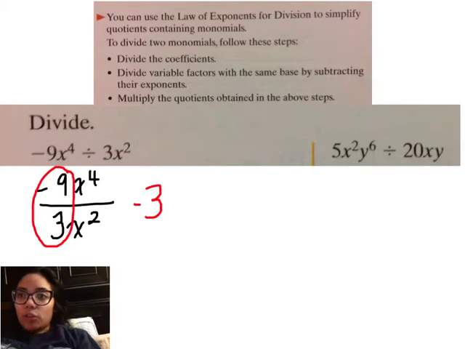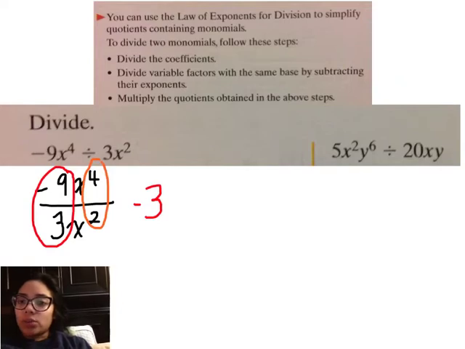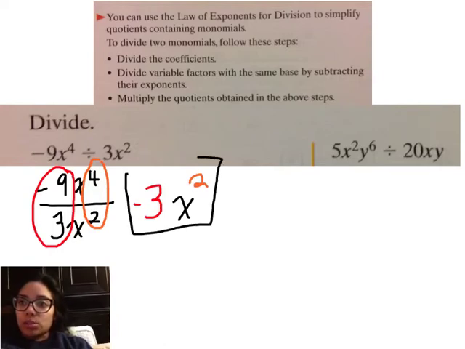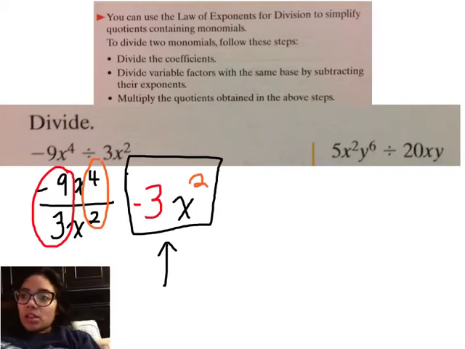Then it says divide variable factors with the same base by subtracting their exponents. So I subtract x to the 4th minus x squared, and the base stays the same, so 4 minus 2 is 2. My answer is negative 3x squared. The next step says multiply the quotients obtained in the above steps. You're already multiplying them: negative 3 times x squared, so that's already given to you. So let's do another one.